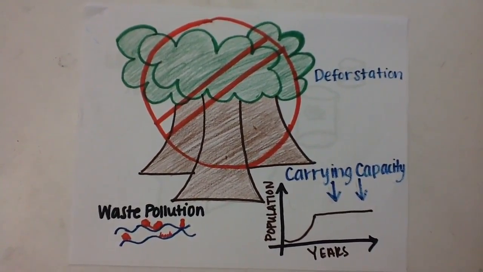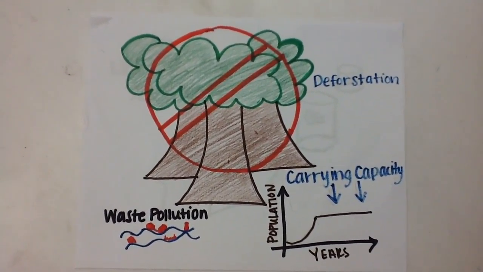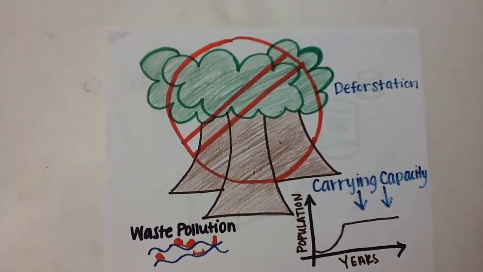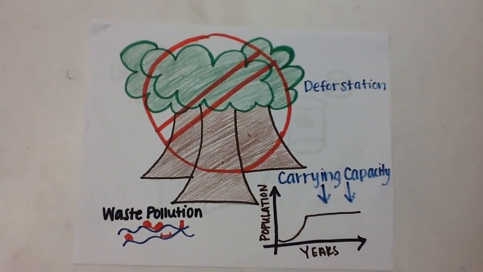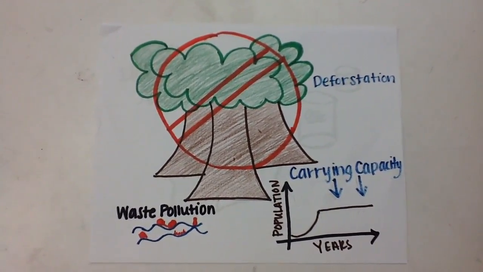The result of surpassing your environment's carrying capacity results in overcrowding and food insecurity. Carrying capacity is the maximum amount of a species that an environment can hold, given its resources.